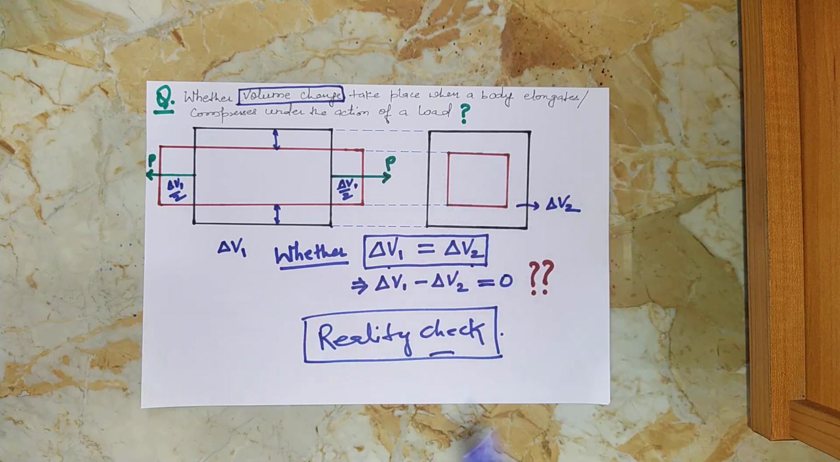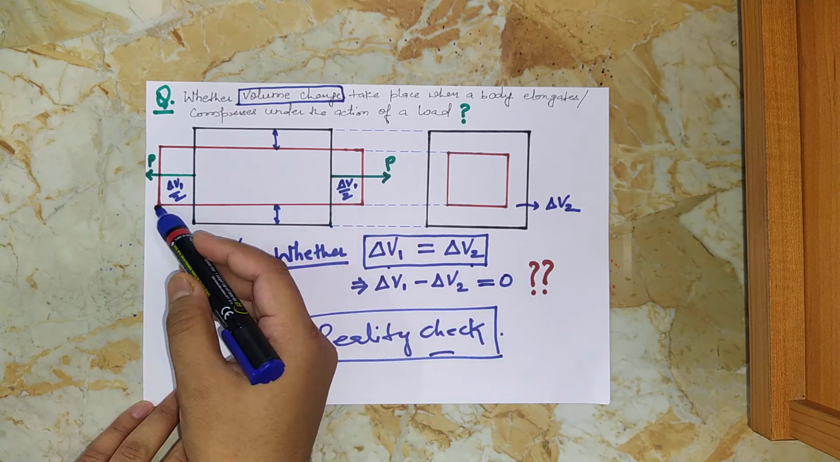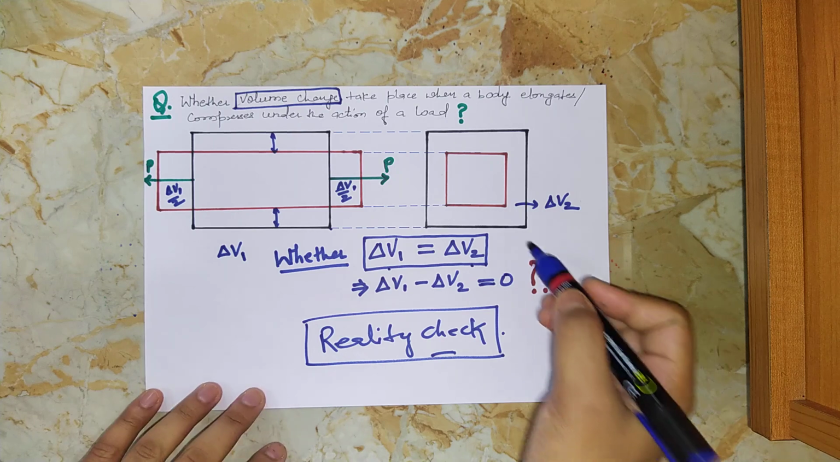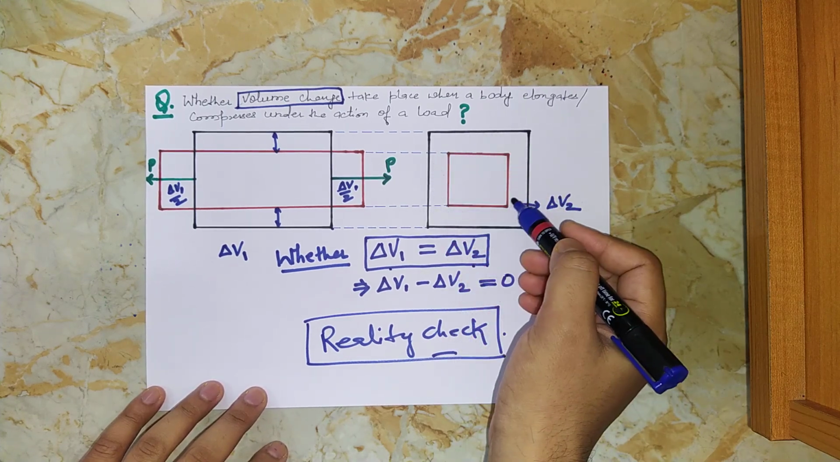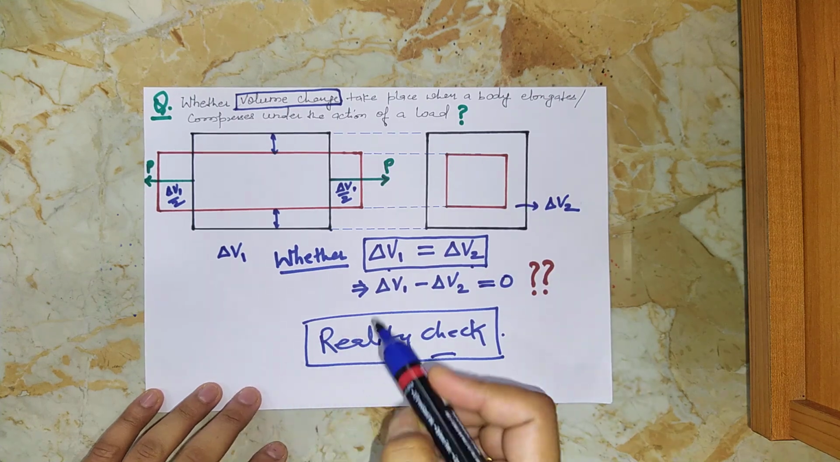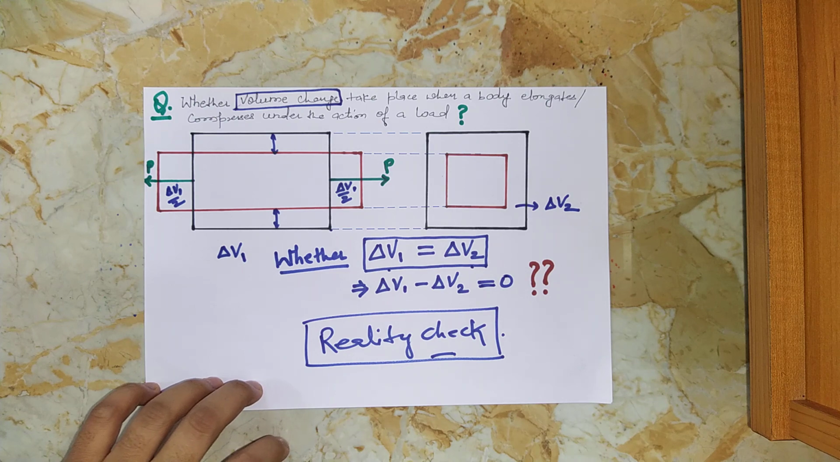in the lateral directions. So let us suppose del V1 is the increase in volume due to elongation in the axial direction, and del V2 is the decrease in volume which can be attributed to contraction in the lateral direction. Whether del V1 is equal to del V2 or not, that we have to see.